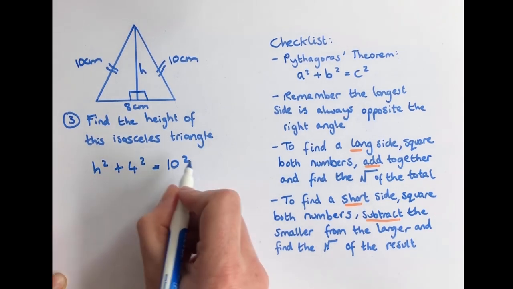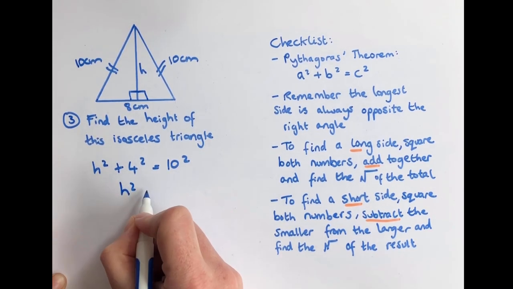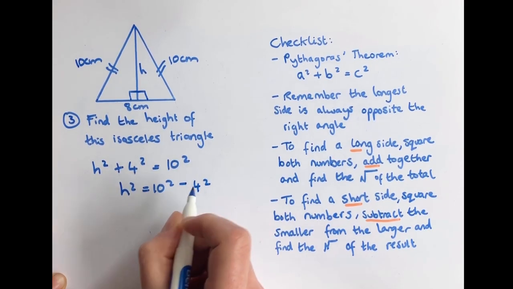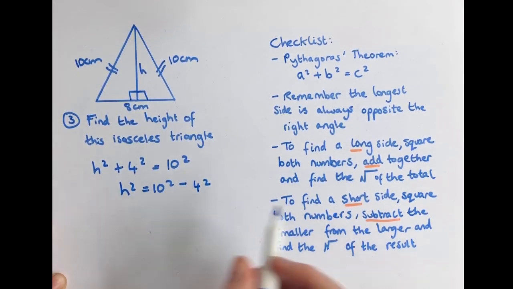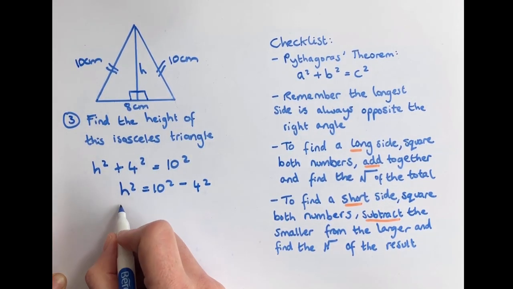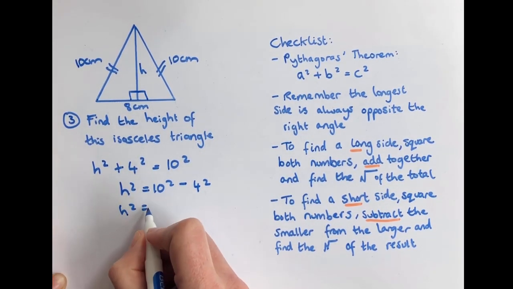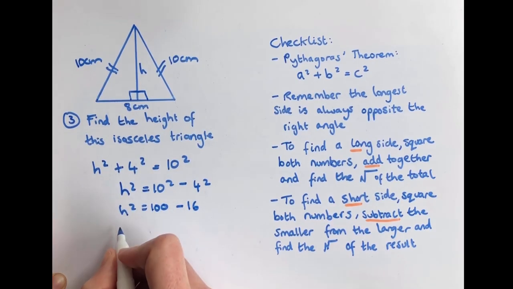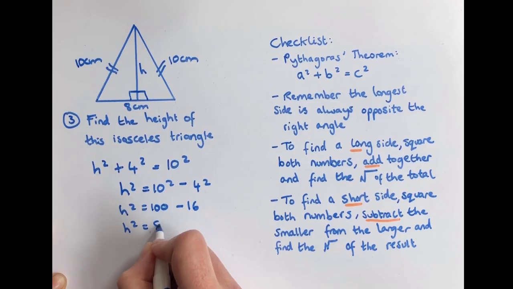So then, if I take the 4 to the other side to find out what h squared is, I'll do 10 squared, take away 4 squared. I'm actually trying to find a short side, so I subtract. Find out what 10 squared is, take away 4 squared, which is 16. That will give me the answer of h squared being 84.